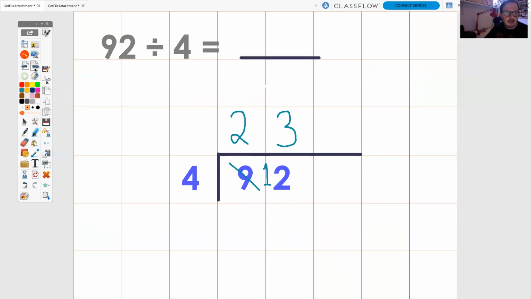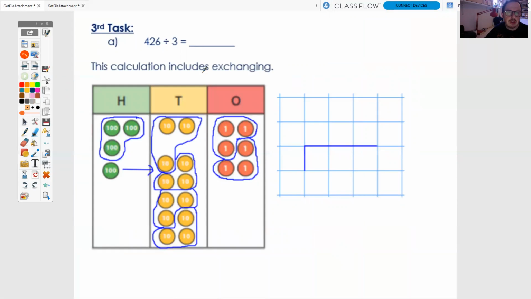All right, so the next question on your sheet says 426 divided by 3. Okay, 426 divided by 3. And I want you to have a go at that. You put the 4 here. What a wobbly 4. Oh, embarrassing. The 2 and the 6 go in. We put the 3 on the outside.